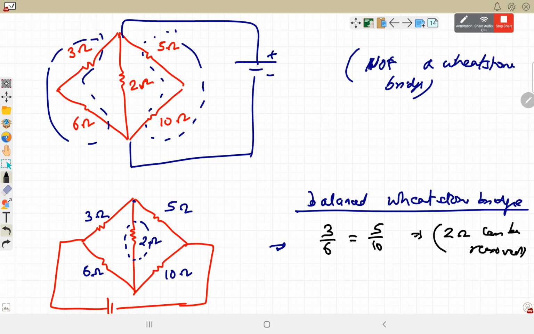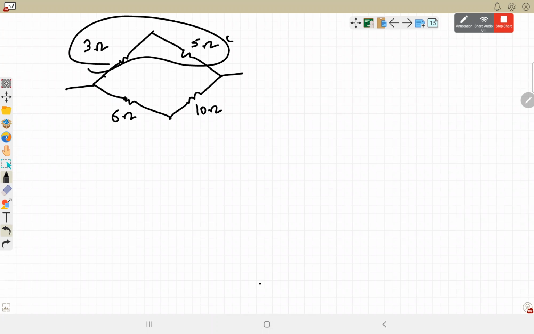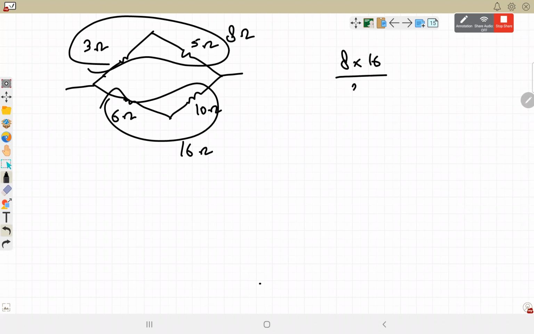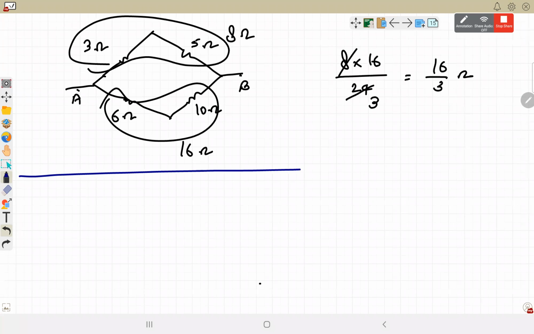So we remove it, then we have 3 and 5 in series, 6 and 10 in series. On the upper side, it will become 3 and 5, which is 8 ohm. 6 ohm and 10 ohm becomes 16. 8 and 16 in parallel: R1 R2 divided by R1 plus R2, so it becomes 16 by 3 ohm. The resistance between A and B is 16 by 3. Correct?